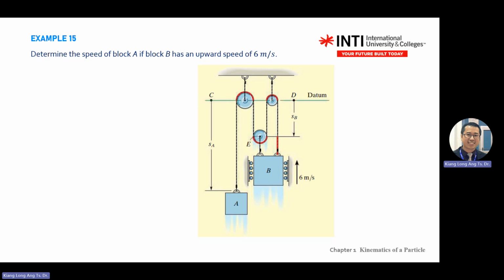Before you start, you should be able to imagine: if you push this A upwards, what happens to B? It goes down. But remember, you are referring to the datum. Datum goes down positive. But anyway, doesn't matter as long as you focus on the datum. Then you start with the LT. How to calculate LT? Here, plus here, plus here, plus here. So you write total length equal to SA plus 3SB. Okay, you can write SB plus SB plus SB.